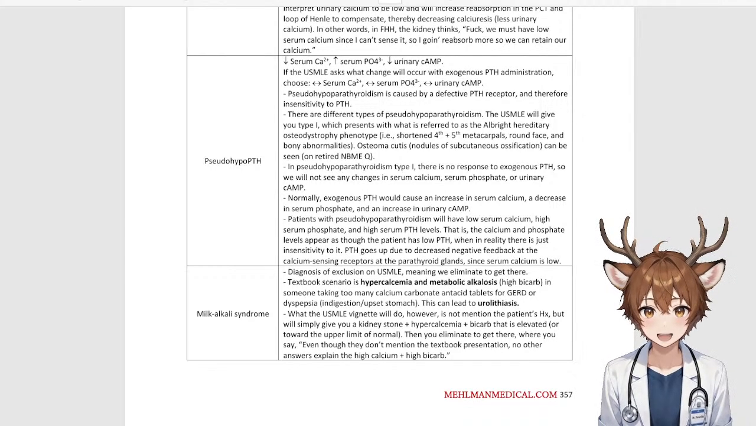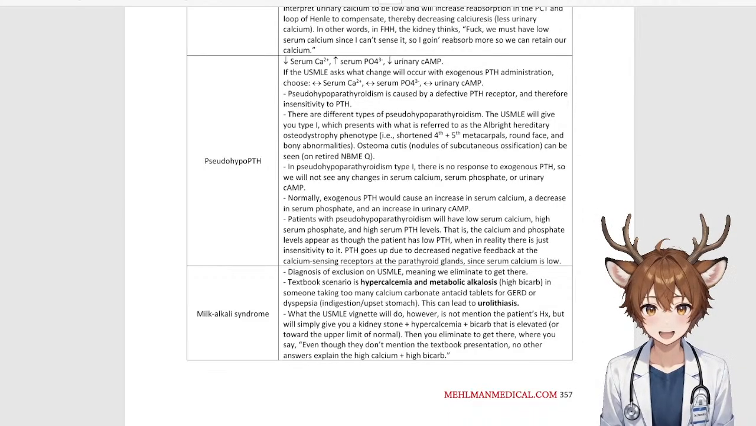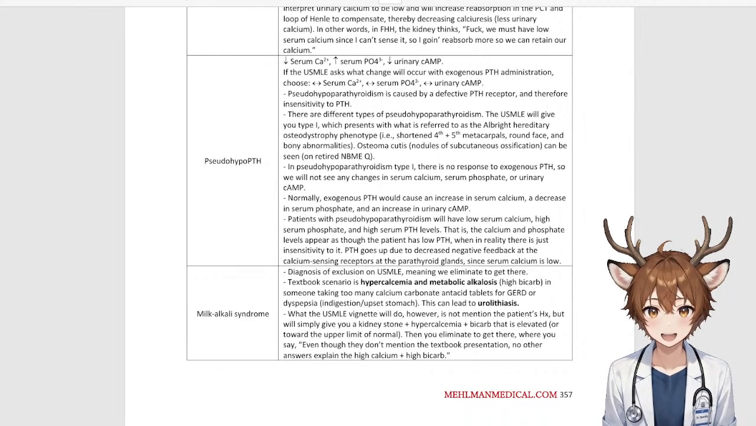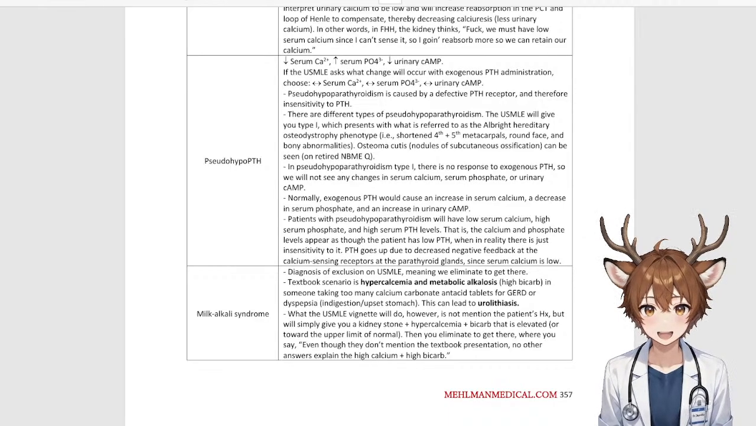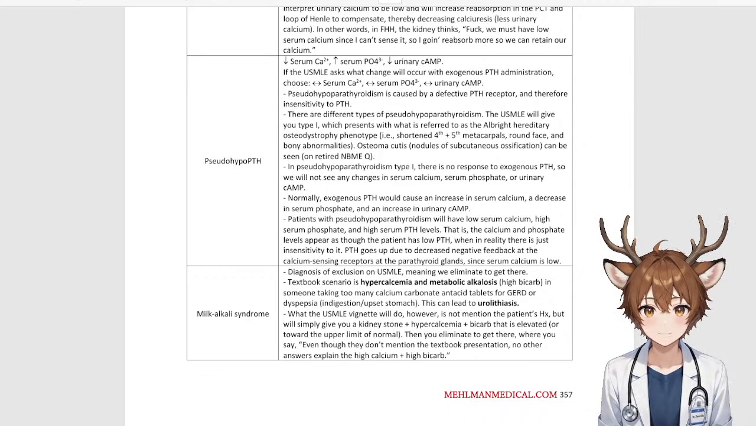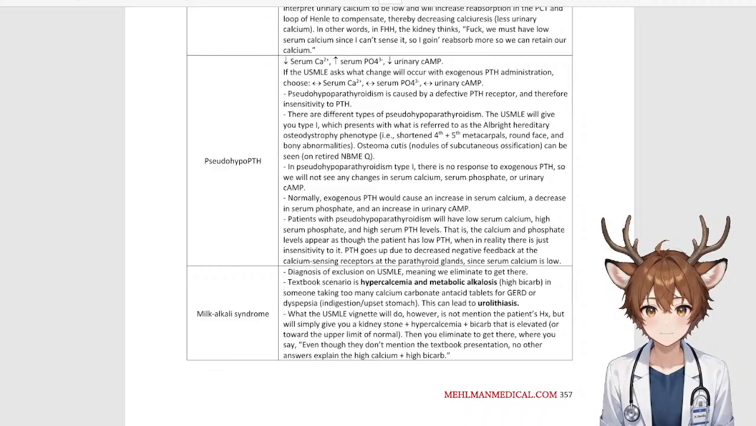Pseudohypoparathyroidism. Low serum calcium, elevated serum phosphate, but a decrease in urinary cyclic AMP. If the USMLE asks what change will occur with exogenous PTH administration, choose basically normal serum calcium, normal serum phosphate, normal urinary cyclic AMP. Pseudohypoparathyroidism is caused by a defective PTH receptor and therefore insensitivity to PTH.